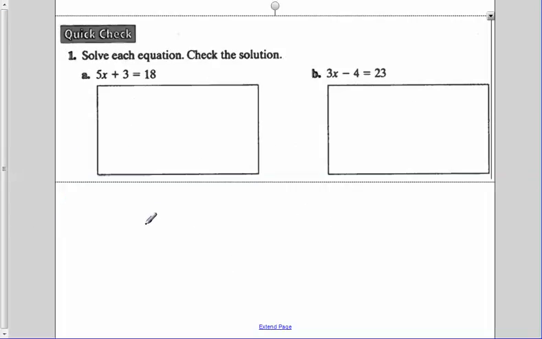Alright, your turn to try. Go ahead, pause, and work through these 2 problems, and we'll check back in a second.